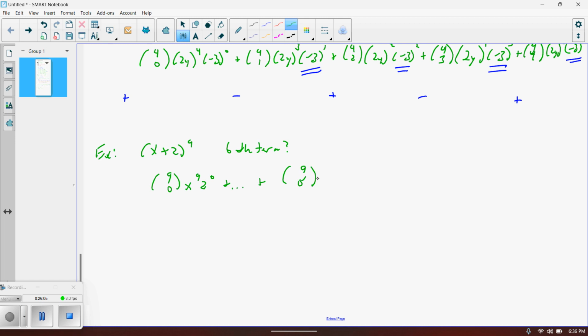Then you have to realize that it's going to be x to the fourth power, 2 to the fifth power, because you'd be reducing all the way down till you get to this point. Now we can actually figure out what that sixth term is. That would be 9 taken 5 at a time, which is going to be 9 factorial divided by 5 factorial, 9 minus 5 is 4 factorial. And that equals x to the fourth, and then 2 to the fifth power is 32.